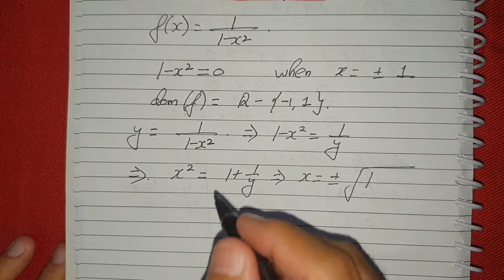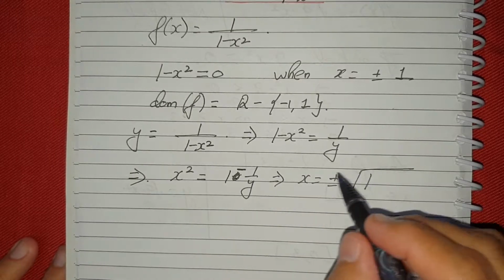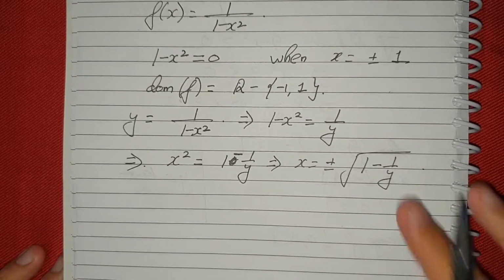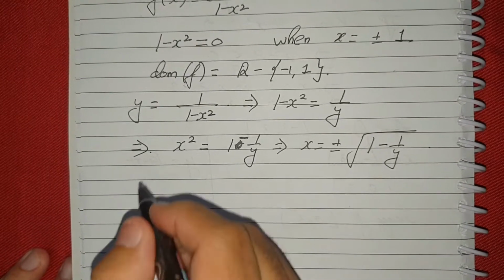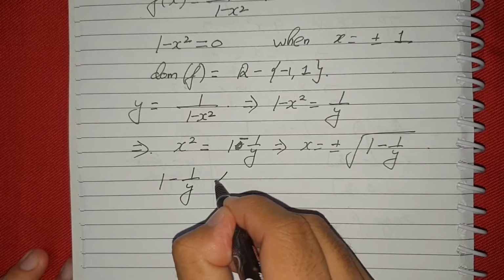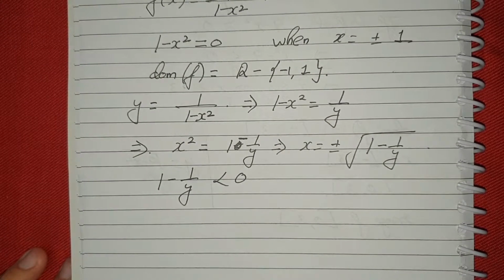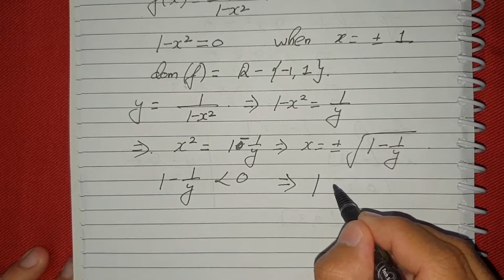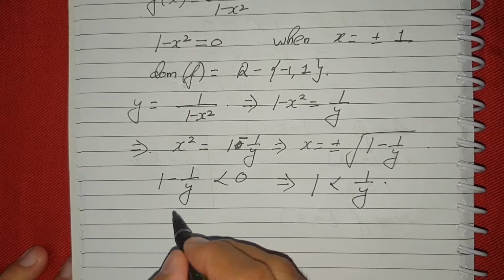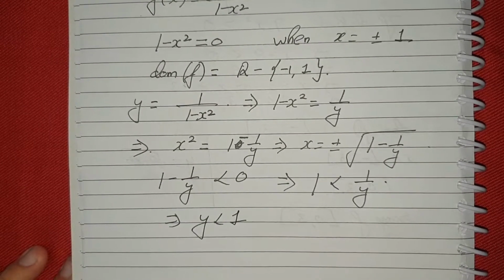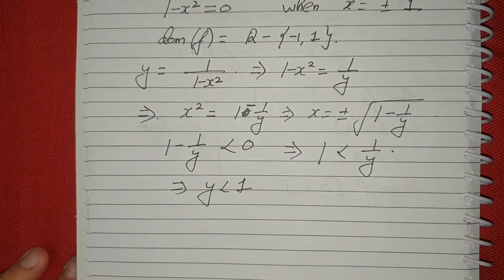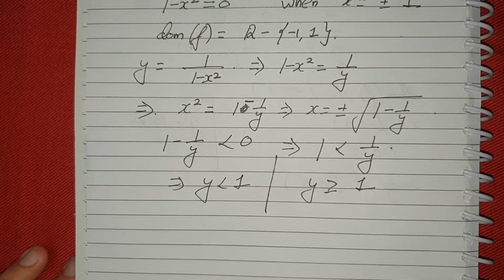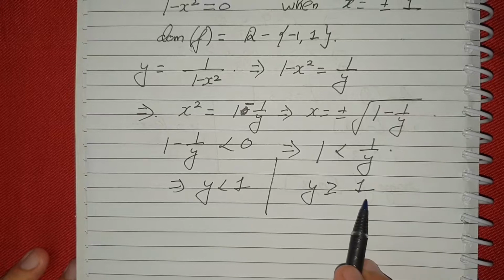Oh, I'm sorry. This should be minus 1 minus 1 by y. So x is equal to plus minus square root of 1 minus 1 by y. Now see, again this is under a root, so this is not defined when 1 minus 1 by y is less than 0. Now by cross multiplying and doing the calculation, this implies 1 is less than 1 by y, or basically y is less than 1. So it is not defined when y is less than 1, but it is defined when y is greater than or equal to 1.